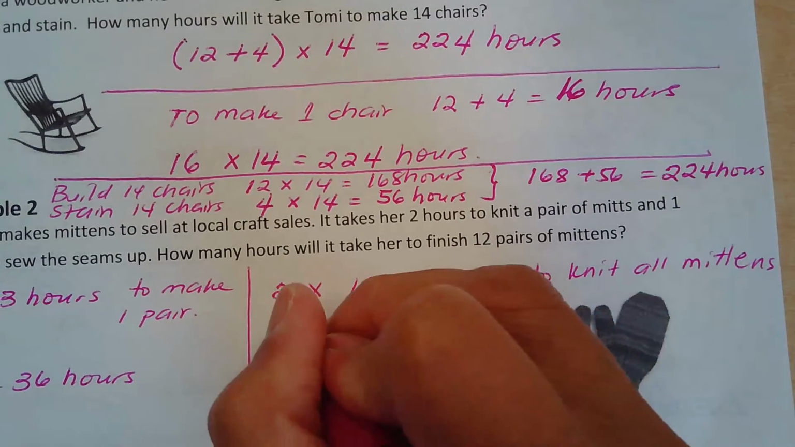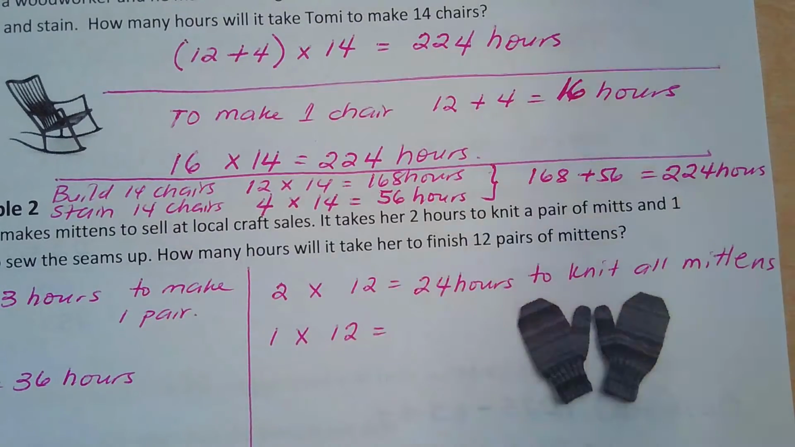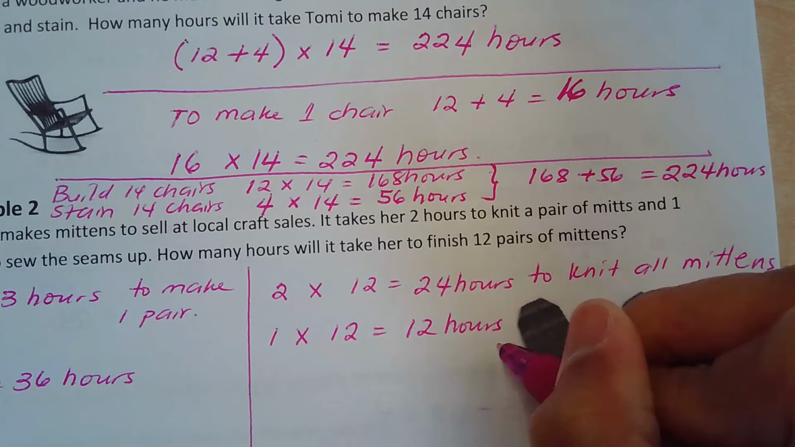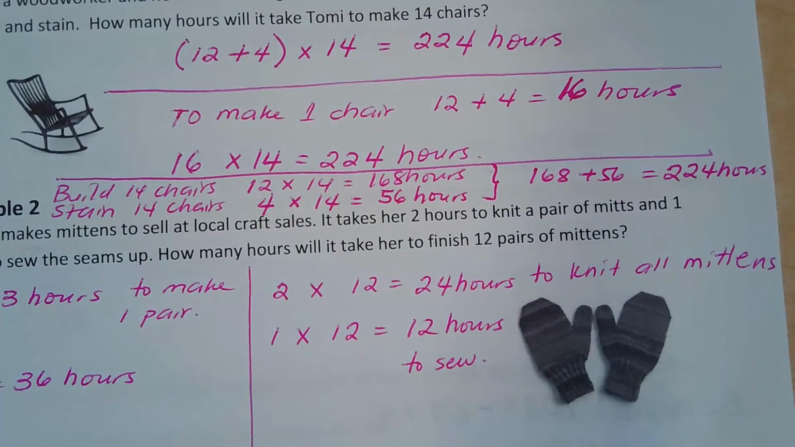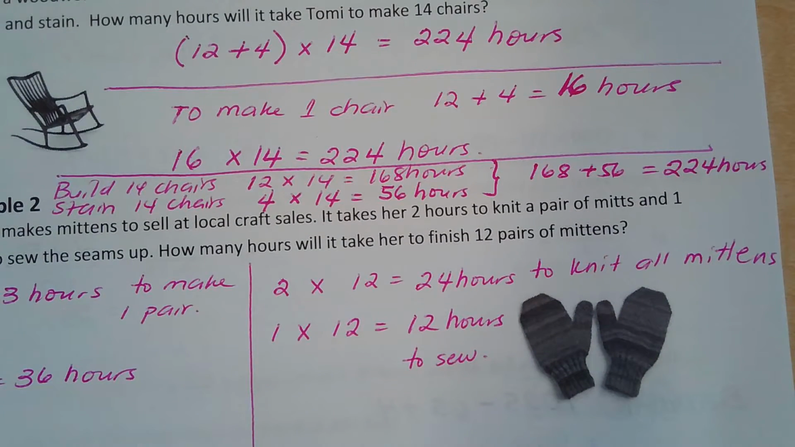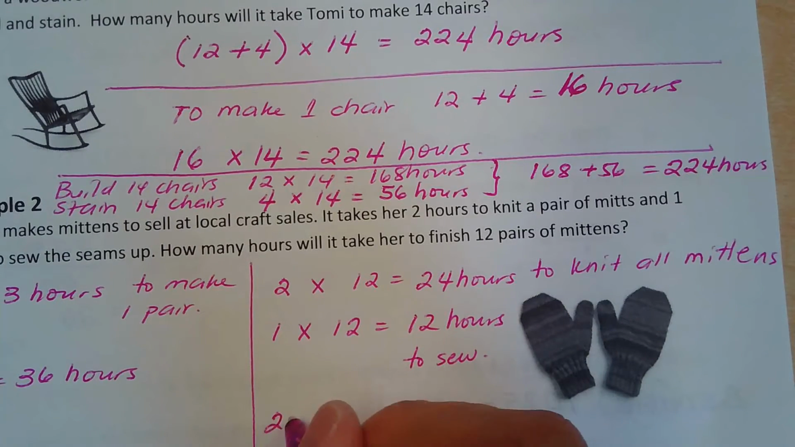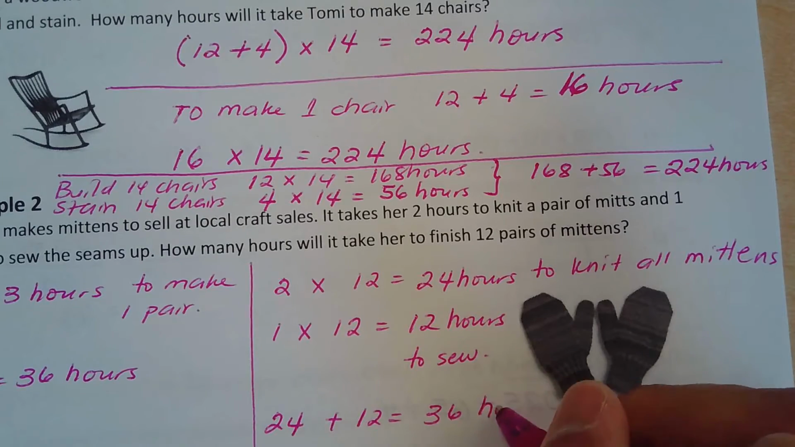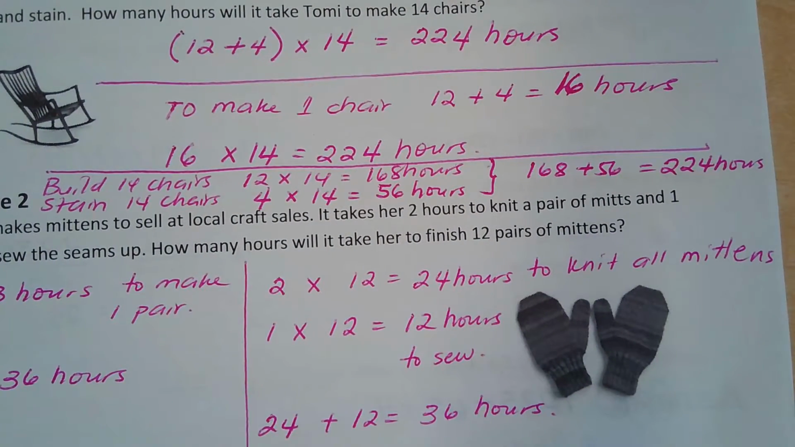Now, it's 1 hour to sew 12 mittens. So it's going to be 12 hours to sew. So together, it's going to be 24 plus 12. That's going to give us 36 hours to do everything. Is that okay?